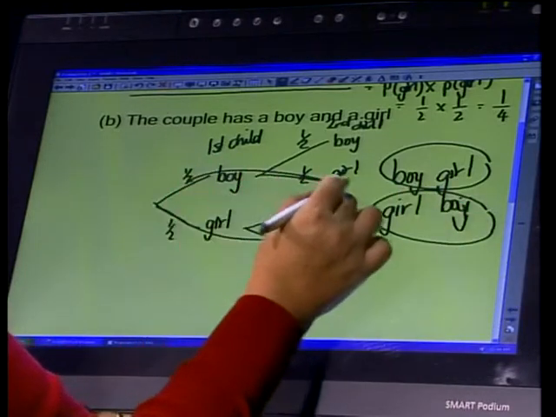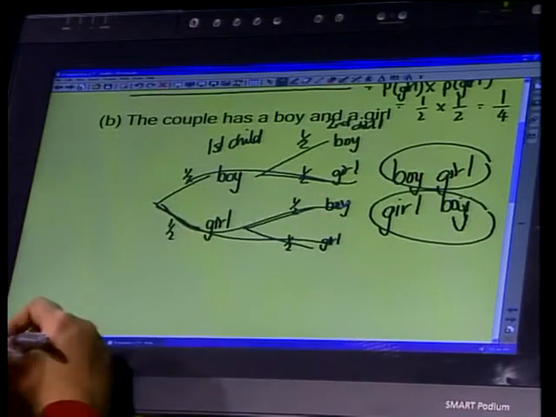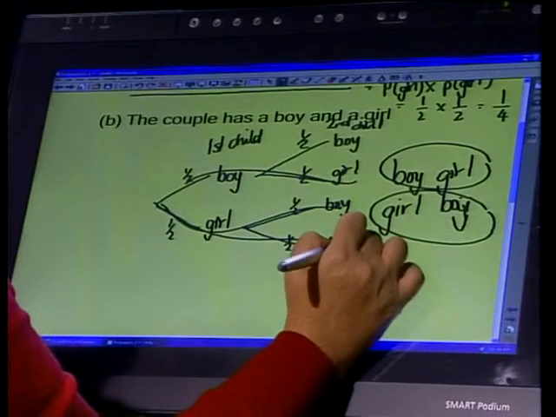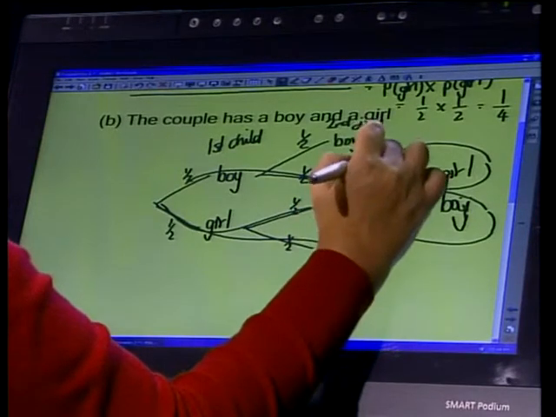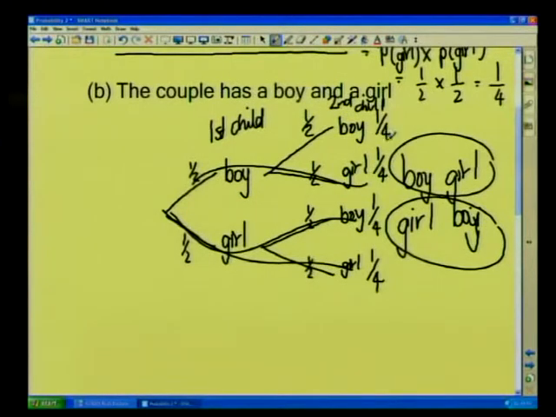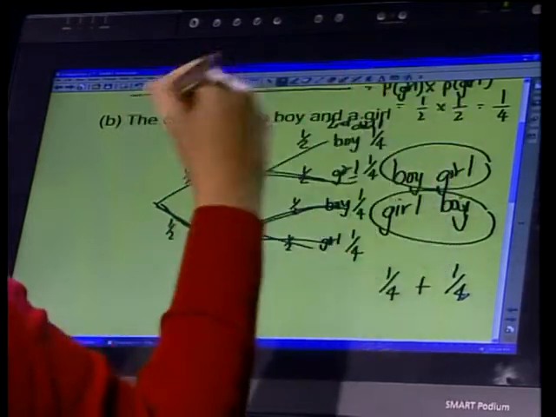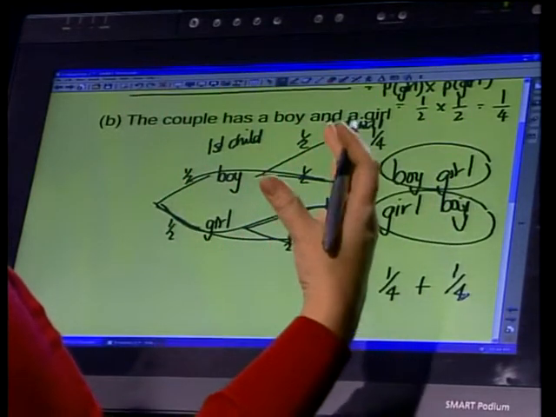So I can have a boy and a girl going like this, or a girl and a boy going like that. And you can see that because we worked out that to have 2 girls is a quarter, all of these have got a quarter of a chance. And to get a boy and a girl, or a girl and a boy, will be a quarter plus a quarter. Note, it's plus and not multiply, because once I've gone along my branches, I need to remember that if I've got more than one combination that satisfies that option, I need to then add those possibilities.